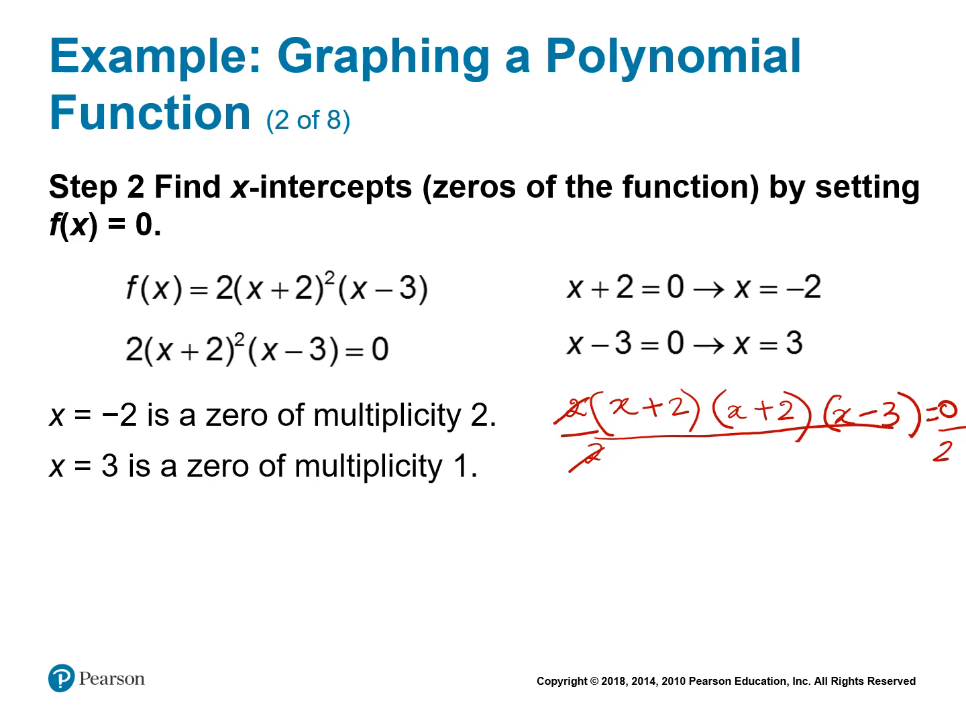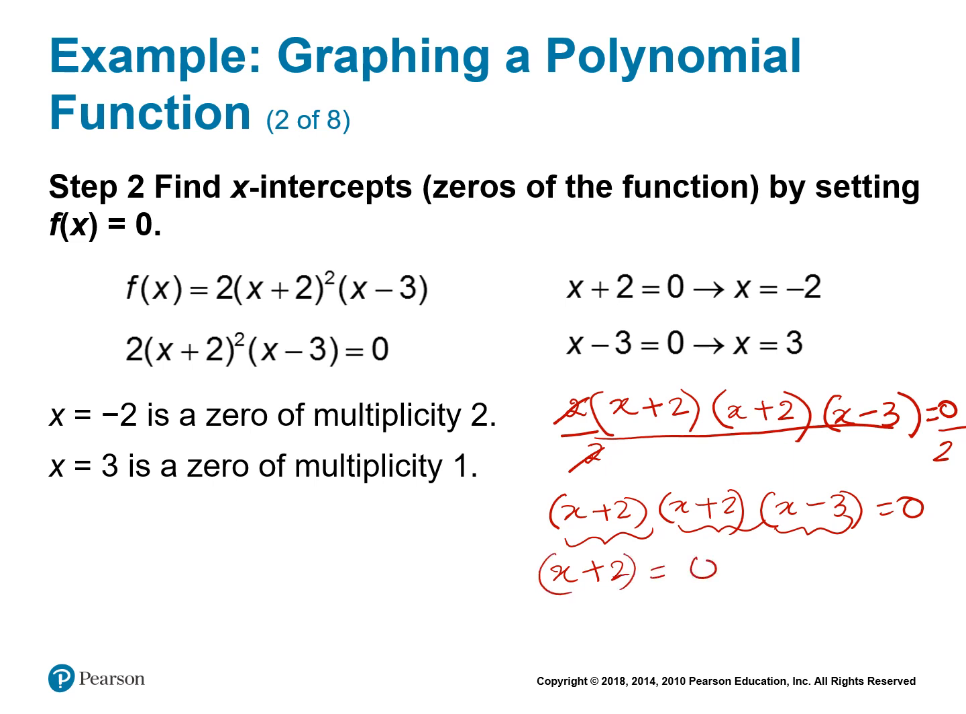We have here x plus 2 times x plus 2 times x minus 3 equal to 0. All right, so now take each of these factors and make them equal to 0. So we will have x plus 2, the first factor, equal to 0. Therefore, x equals negative 2.